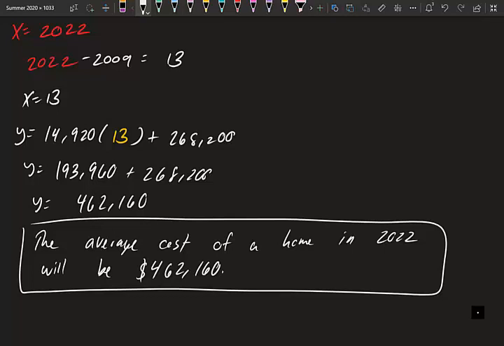Look up how much the cost of a home is in 2019 and plug in x, not as 2019, remember, so you would plug in x as 10 and figure out if it actually matches up or not, and you'll see.